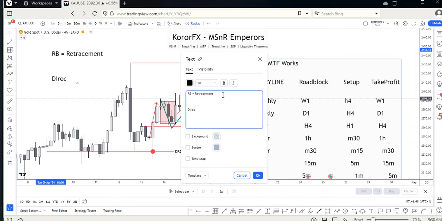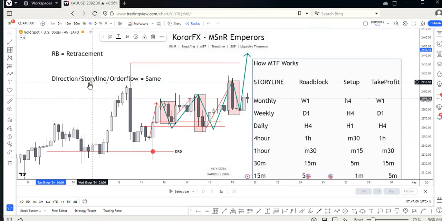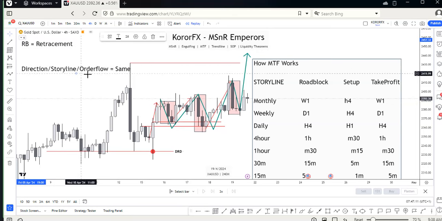Direction, storyline, and also order flow, same, okay? They are the same. So from now on, you have to understand that if a trader is using order flow, he means direction. If he is using the storyline, it means direction, same, all right? All direction, this is the same.